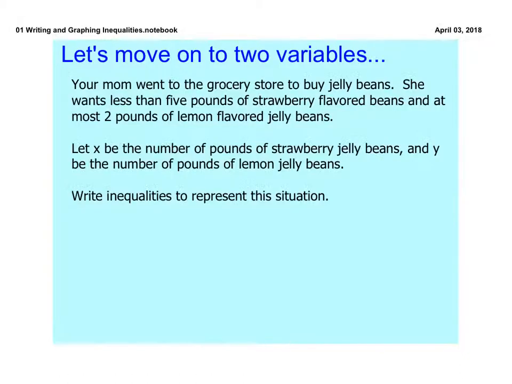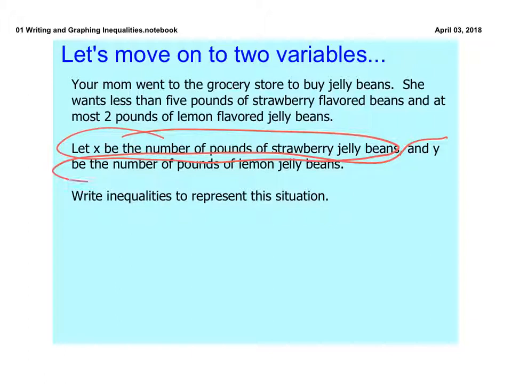Okay, next one, two variables. Again, this is a very typical question. X is the number of pounds of jelly beans. Y is the number of pounds of lemon jelly beans. So you got strawberry versus lemon. Did it really matter? It didn't matter. You just had to pick one, because otherwise you get really confused in the problem later if you don't know which one's which. So they said X is going to be strawberry and Y is going to be lemon.